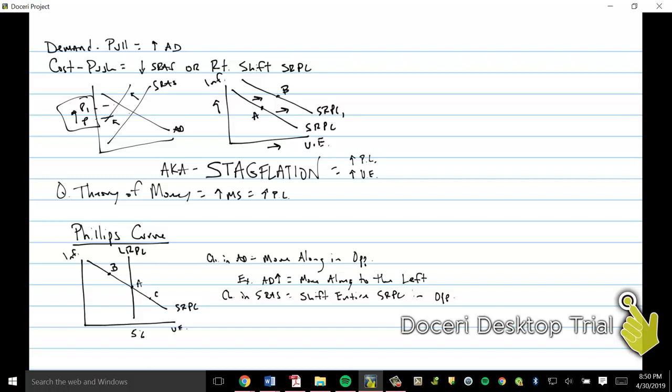Not done yet, people. Almost. You know what? Let's take a look at question 32. 32 is a Phillips curve question. Oh, that's a slam dunker. Take a look. 32.